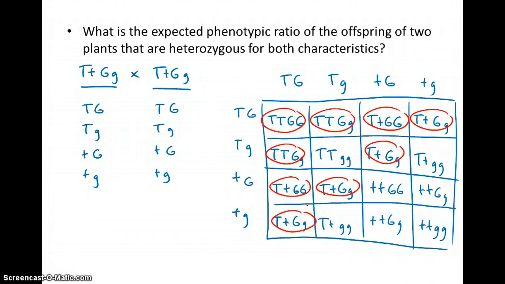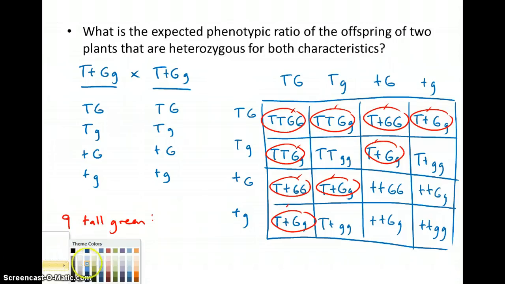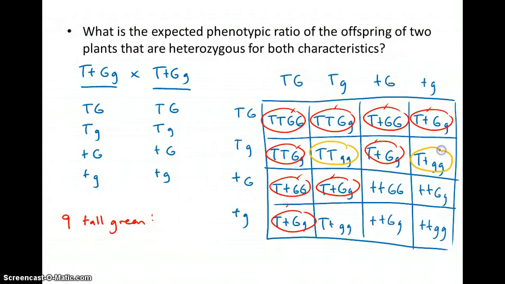All right, those are all of the potential genotypes of the offspring that would result in a tall green phenotype. And I see 1, 2, 3, 4, 5, 6, 7, 8, 9 of them. That is 9 tall green. Now let's find the tall yellow ones. There's a tall yellow, there's a tall yellow, and there's a tall yellow. There's 3 of them.